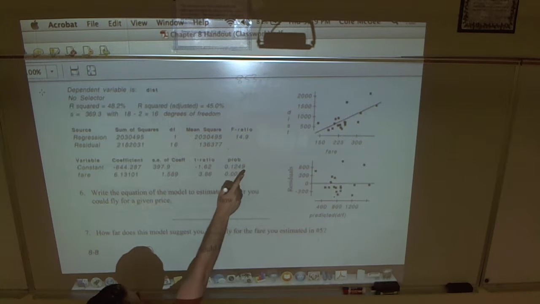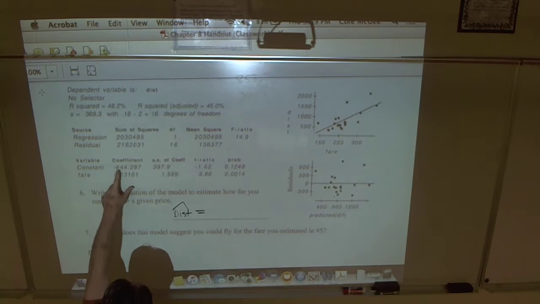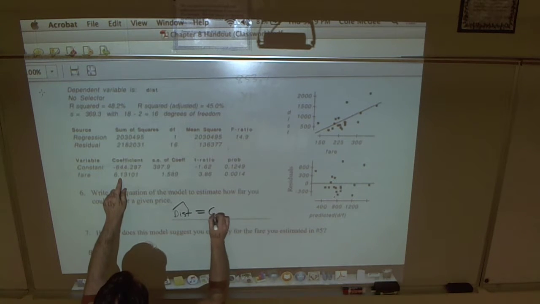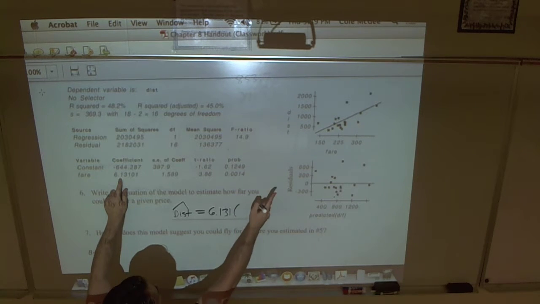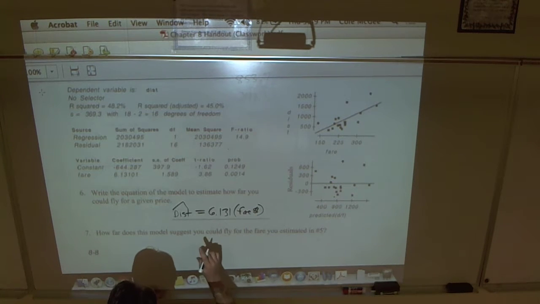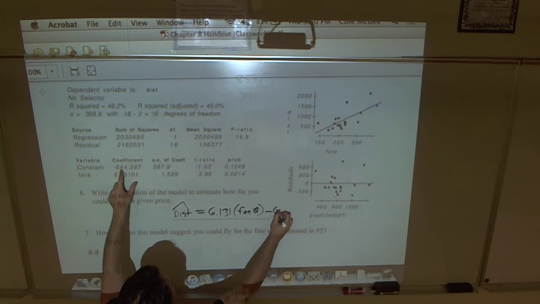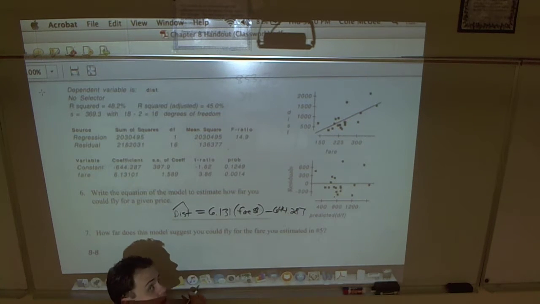So this time y is distance, so I'm going to say distance equals, and I'm going to use those two numbers. So my slope is 6.131. My x value is fare, or you could put dollars here or something. And then my y-intercept is going to be negative 644.287. Don't let this computer printout scare you. A lot of it's just distracting information at this point at least.